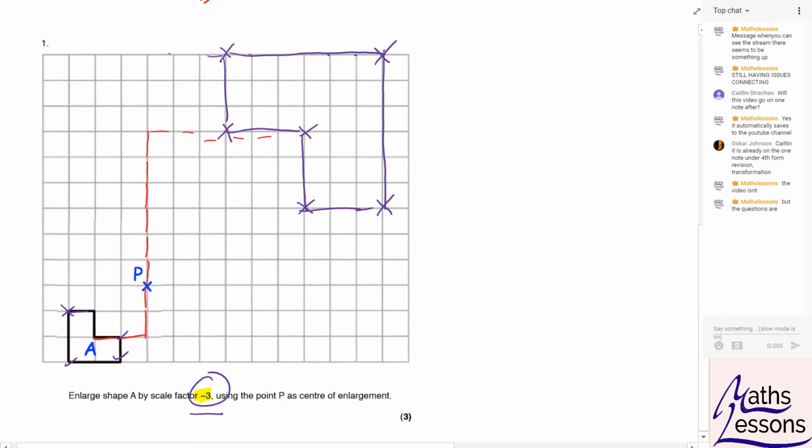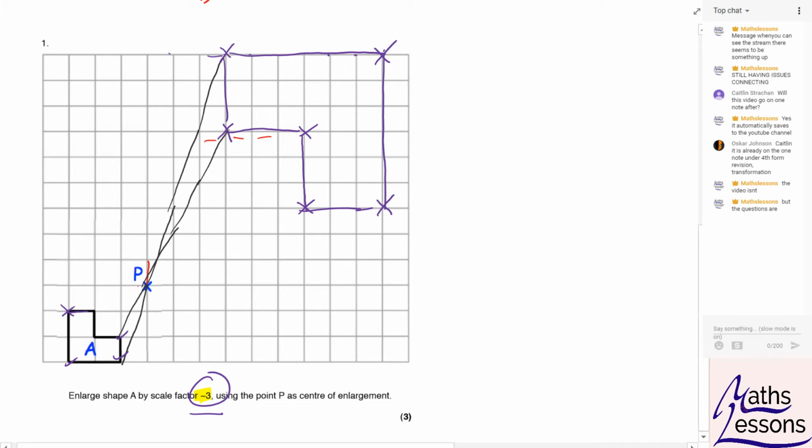So you can see, even though it's a scale factor -3, all the lengths are 3 times the length, and the minus means it gets drawn on the other side, and the distances are on the other side of the centre of enlargement. You can do this using a ruler, so you can measure from here to here, and then we can measure 1, 2, 3 of those diagonals there. So that's the proper way to do it, is actually to use a ruler.